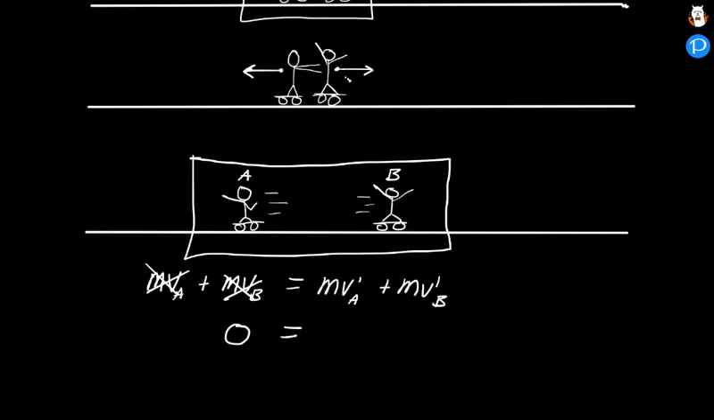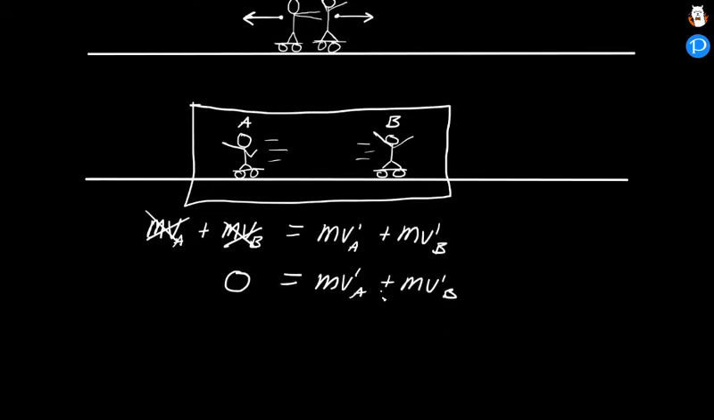But here's the thing. Since they're both moving in opposite directions, we've got 0 equal to the mass and velocity of A plus the mass and velocity of B at the end. What we're going to do is bring one of these terms to the other side, so we subtract one of these. So we've got negative mass and velocity of B is equal to mass and velocity of A. And now this actually kind of makes sense, doesn't it?